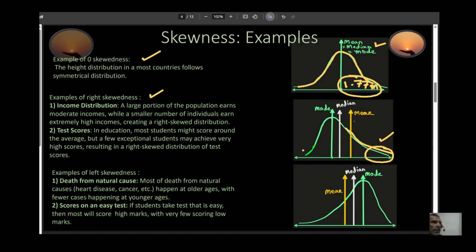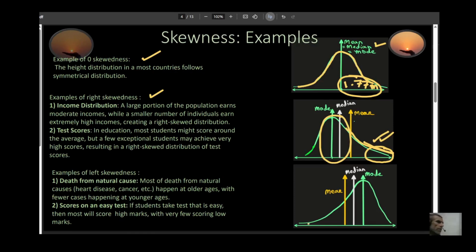Another example would be test scores. In education, most students score around the average. So this is around your average. This is where most of your students score. But there are few exceptional students whose score is very high. And because of these high scoring students, your distribution curve will become right skewed like this.